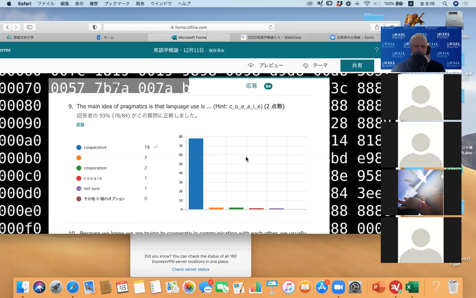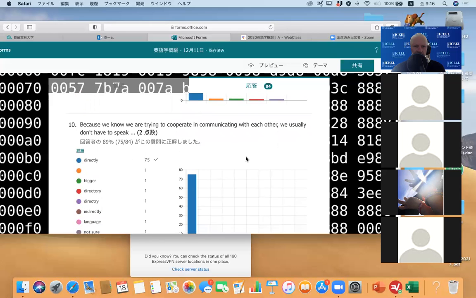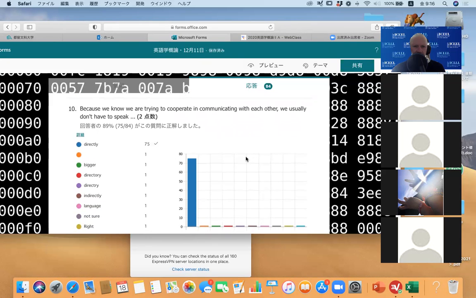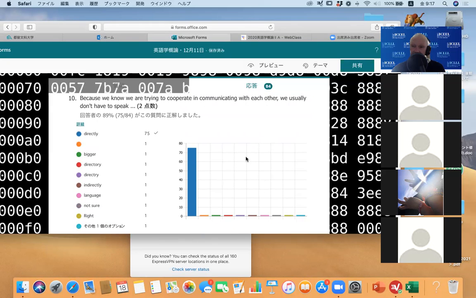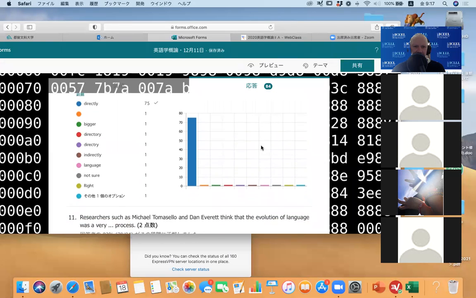And then you kind of have to think, well, what about machines? Do machines work that way? Maybe not. We're trying to cooperate and communicating with each other. We usually don't have to speak directly. Yes, because we have to think, oh, that person means something, right? And it's not the direct statement, right?